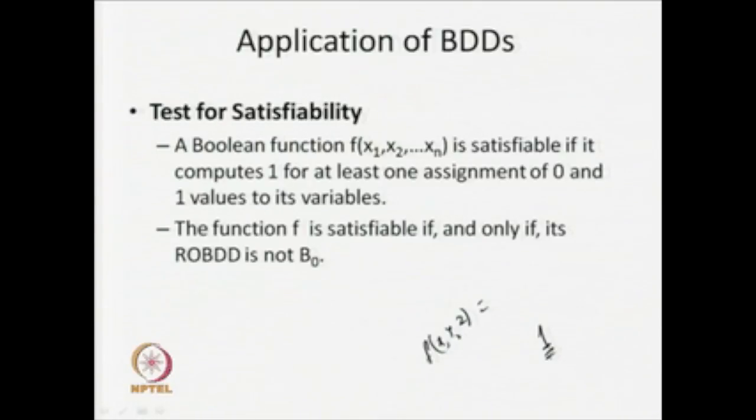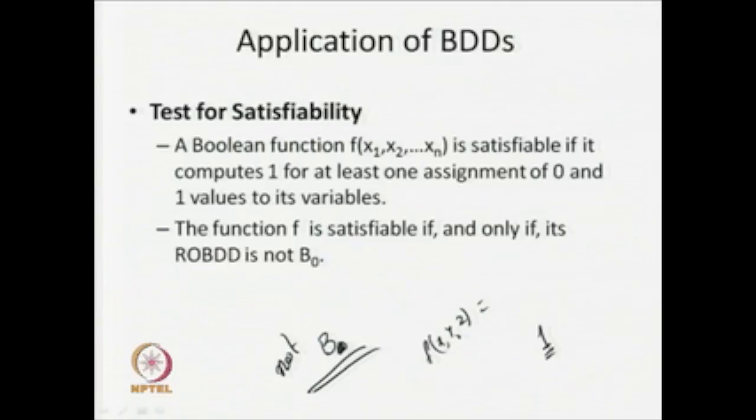We have to look at all valuations, or if we have a truth table representation, and any one entry is 1, then we can say that it is satisfiable. So, if I have a BDD representation of this function, and this BDD representation is not equal to B0, then we can say that this is a satisfiable function.